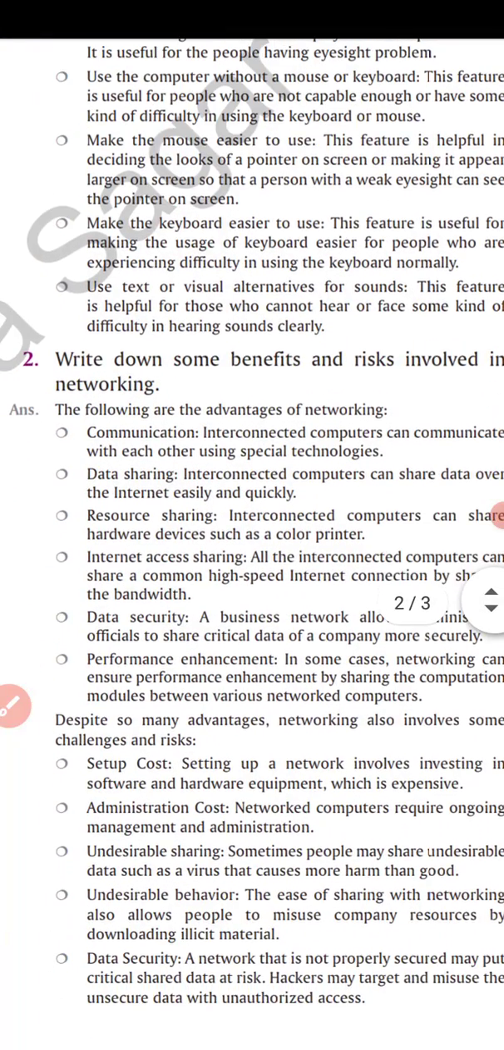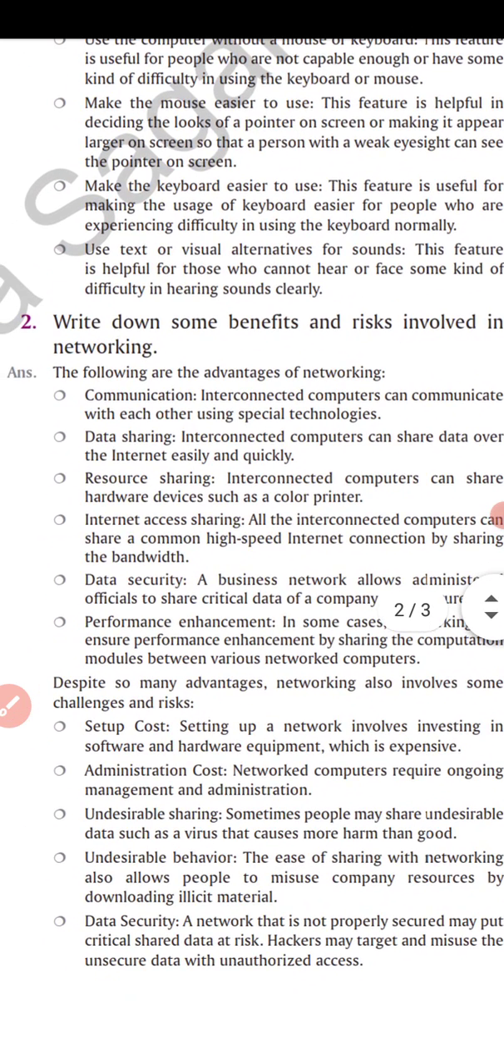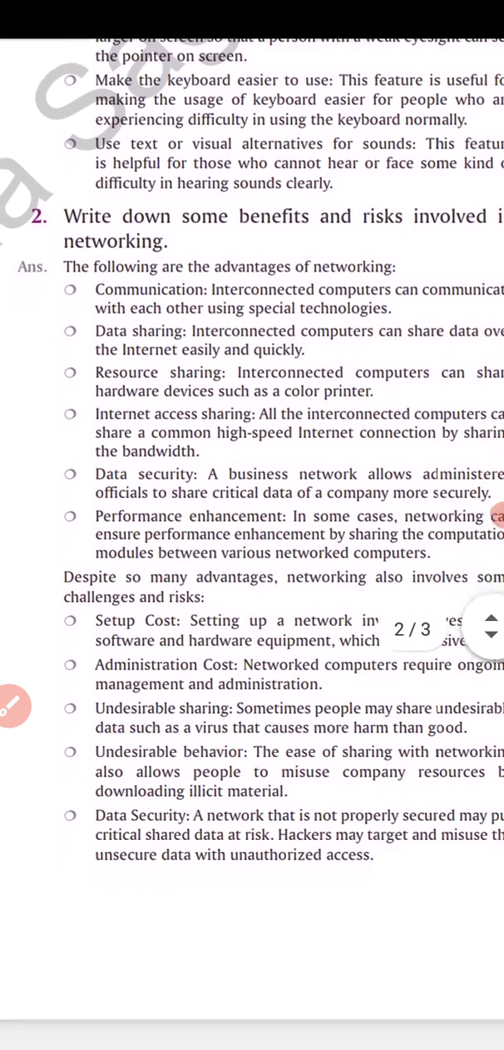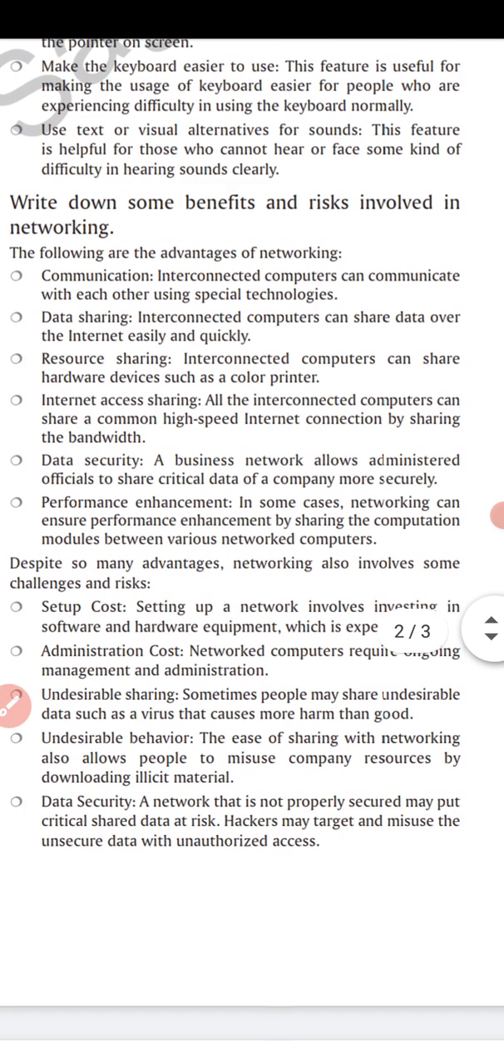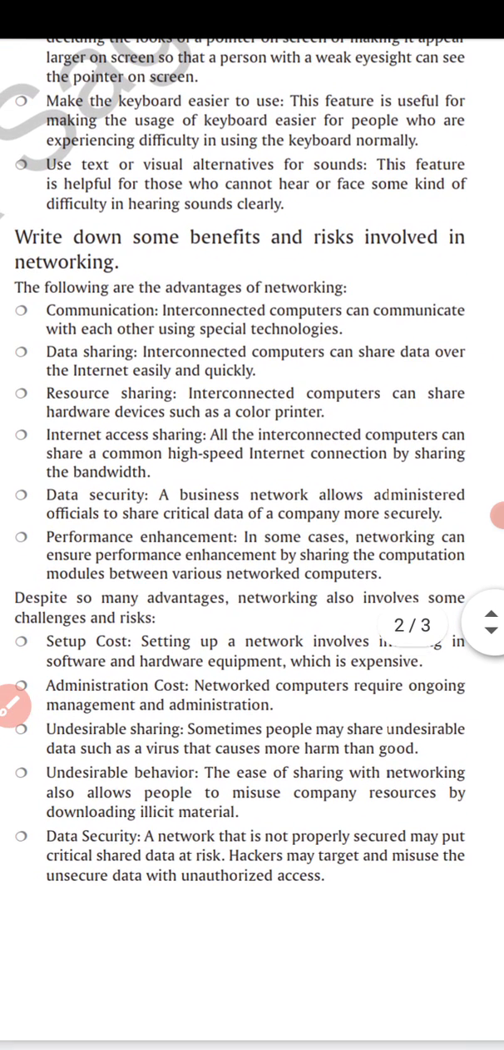Now here, dear students, write down some benefits and risks involved in networking. What are the benefits, and what are the risks involved in networking? You can see here the following are the advantages of networking. You can follow all the points very carefully, dear students. This will help you to find out the risks involved in networking.